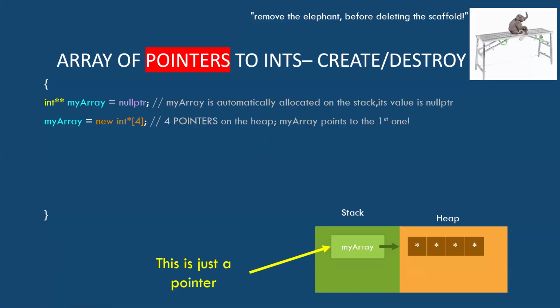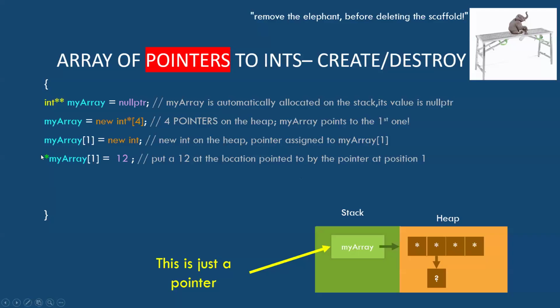So now here's the tricky part. Dereference the pointer at position 1 and put the 12 there. So star myArray1 is like saying, go to the address at a particular variable. It just so happens that the address we're referring to is this one right here. So we're saying, go to what you're pointing to at position 1, not 0, but 1, and put a 12 at that location. Star myArray1 equals 12. So now the elephant is number 12.